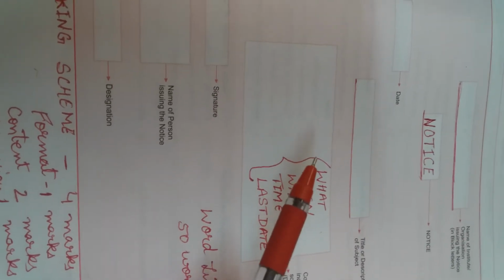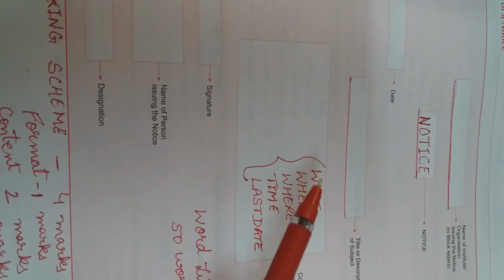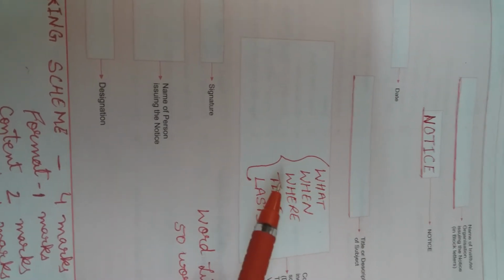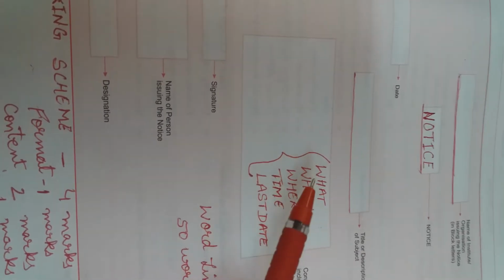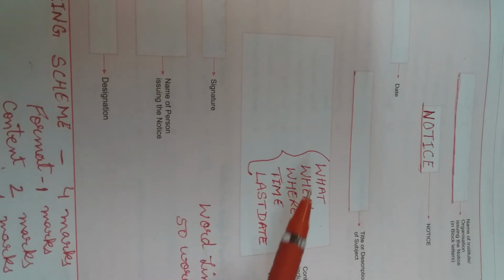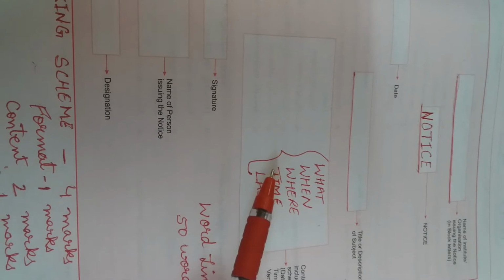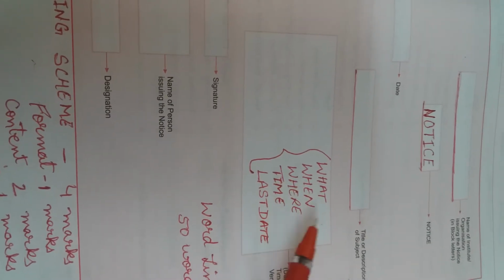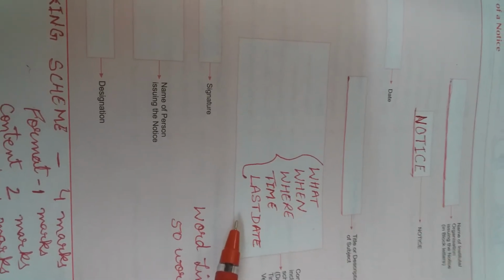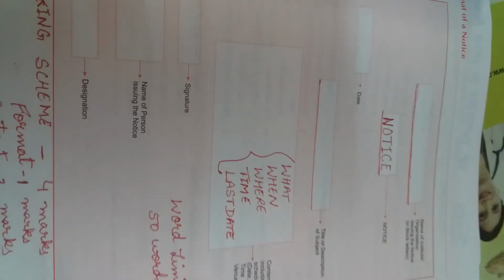The opening line should be, "This is to inform you all that," or "It is hereby informed all of you," or "It is here to inform that," and then we continue all these value points.